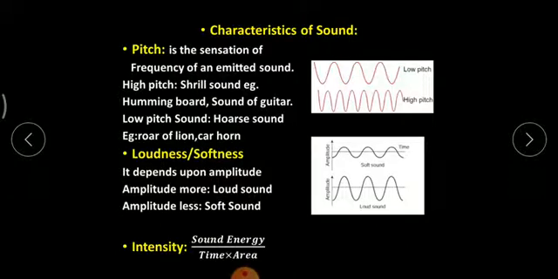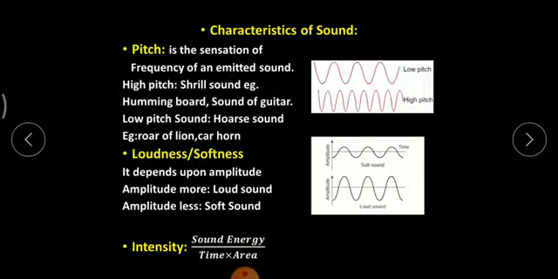So, some more characteristics of sound. First one is pitch. Now what exactly do we mean by pitch? It is the sensation of frequency of the emitted sound. So if an object is emitting sound, what is frequency? The number of waves generated in one unit of time.